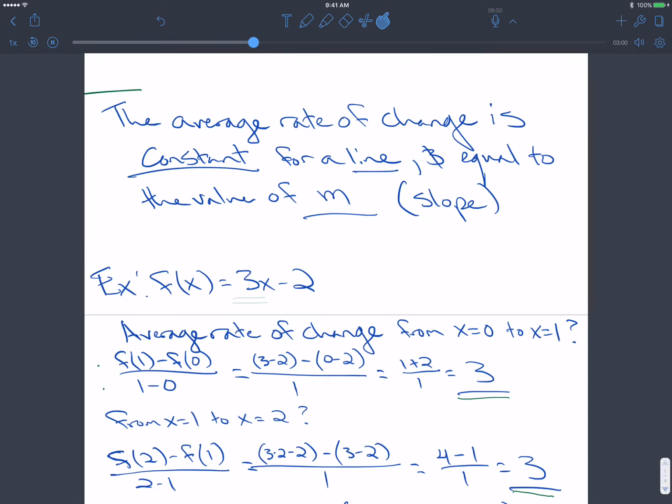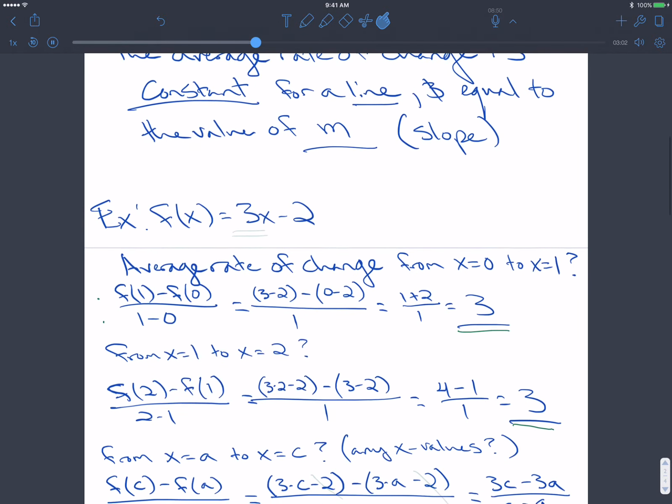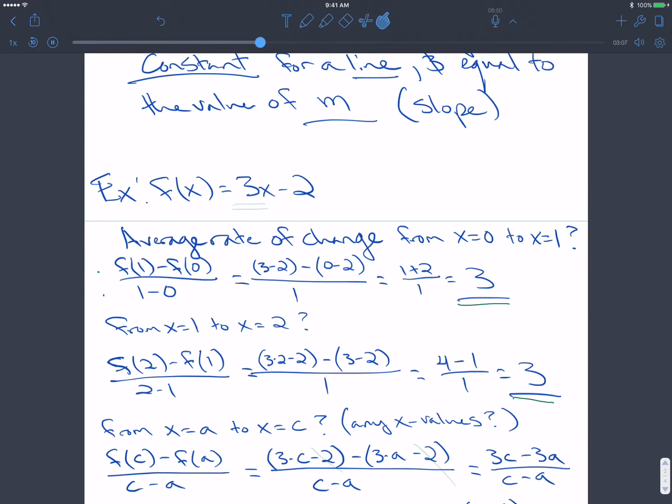Now, I have generalized it. If we picked any values, so say x equals a and x equals c. I didn't use b because b is part of the form of the equation. I didn't want it to be confusing. So a and c. F of c minus f of a over c minus a. So if I plug c into the equation of 3 times x minus 2, so that becomes 3 times c minus 2, and then I subtract f of a, 3 times a minus 2, all over the difference c minus a, then I can simplify this.